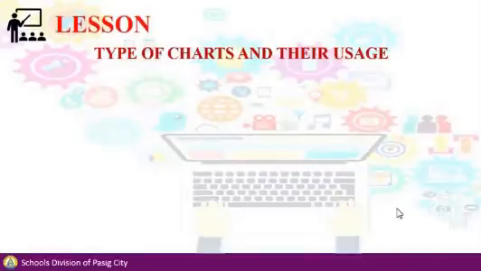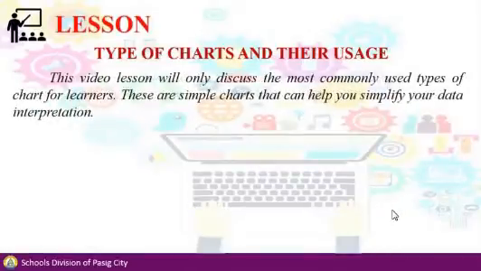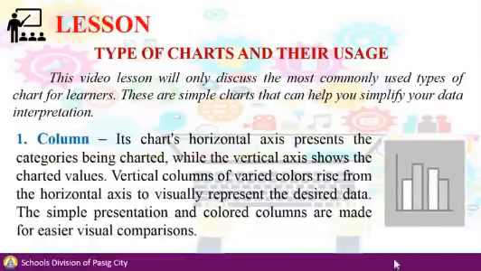Let's discuss the types of charts and their usage. This video lesson will only discuss the most commonly used types of chart for learners. These are simple charts that can help you simplify your data interpretation. Let's have column. Its chart's horizontal axis presents the categories being charted, while the vertical axis shows the charted values. Vertical columns of varied colors rise from the horizontal axis to visually represent the desired data. The simple presentation in colored columns is made for easier visual comparisons.